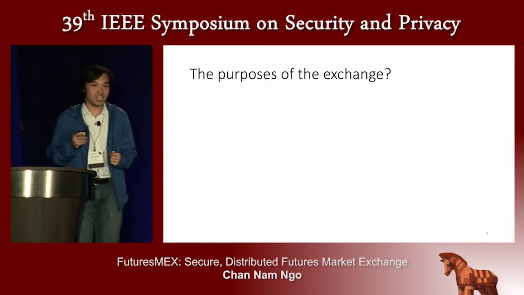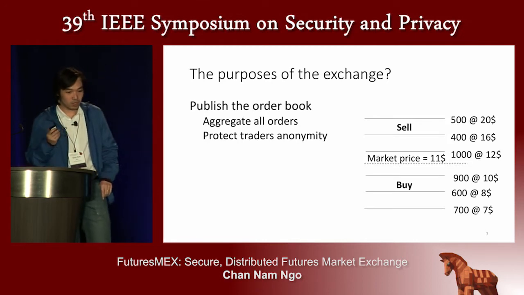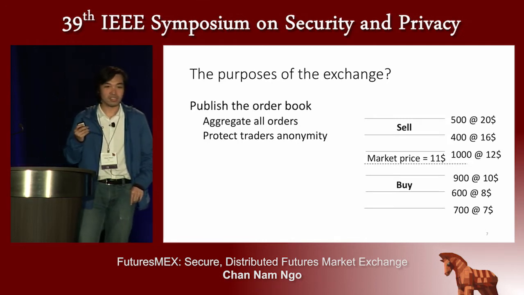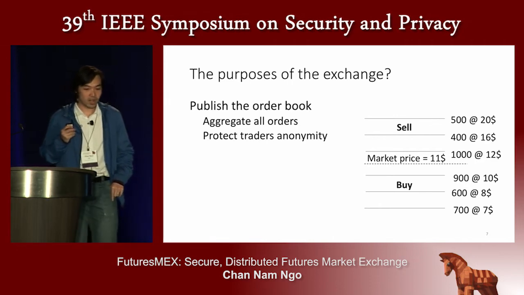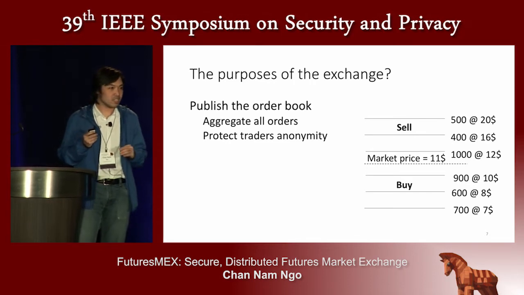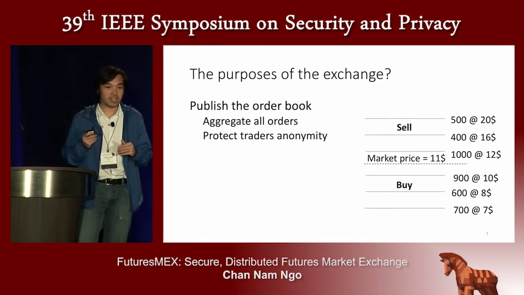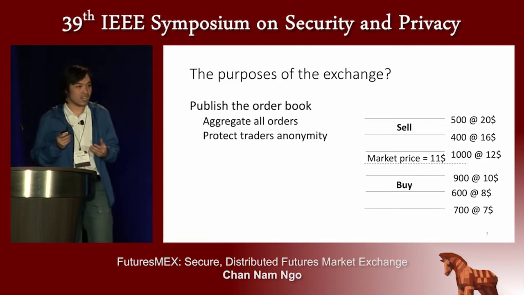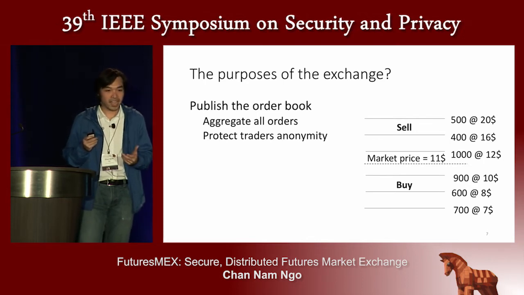So the exchange has three functions. The first function is to publish the order book by aggregating all orders while protecting trader anonymity. So if we look at the order book on the right here, we see that the orders are separated into two sides, the buy side and the sell side. But we can only see the price and the amount of contracts that are available, but not the identity of the trader. This is also where we can obtain the market price.